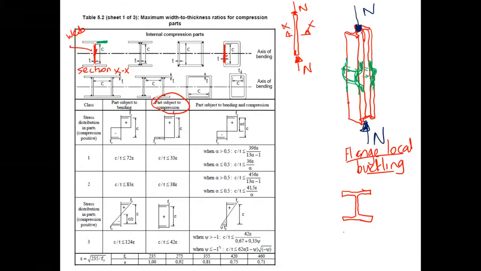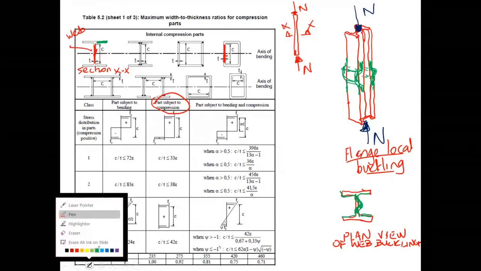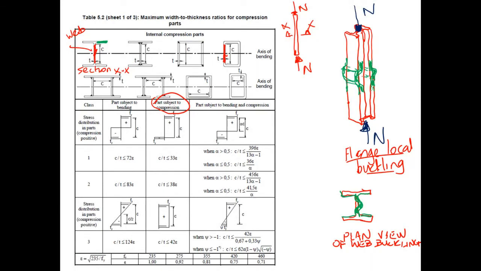Okay, that's a plan view of the web buckling. So the web could head off outside of us like that, head off sideways like that. So I've got this local buckle here that heads off sideways. Again, we say it's local if it's short in length compared to the overall length.